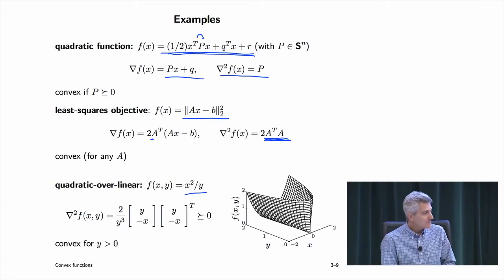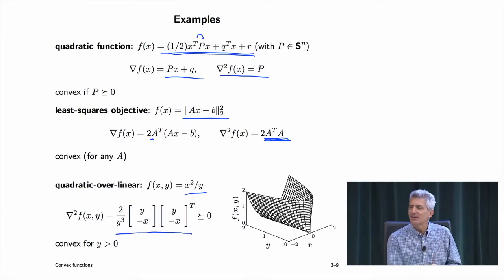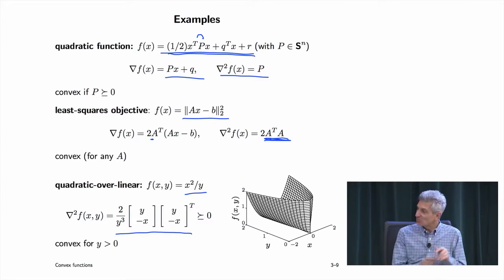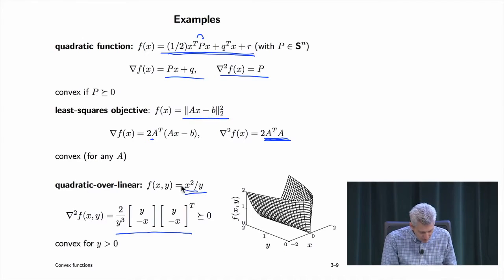Now you can verify many things, but you just work out what the Hessian is. This is kind of high school calculus. You work out the Hessian, and sure enough, it has this form. It's rank 1, but it's positive semi-definite. The fact that it's rank 1 tells you that at any point on that surface, it's curving in one direction but not the other. In one direction it's flat, in the other direction it's got positive curvature. So x squared over y is convex.